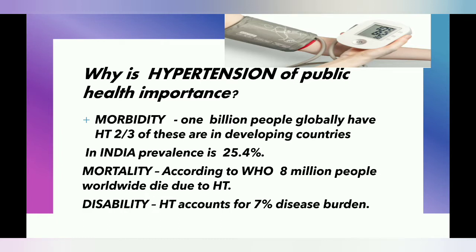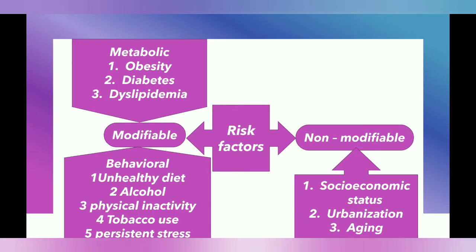There are various risk factors for hypertension. They are modifiable and non-modifiable. Modifiable risk factors are of two types, metabolic and behavioral. Non-modifiable risk factors are socioeconomic status, urbanization, and aging.